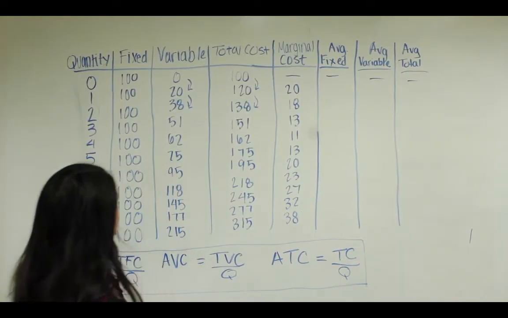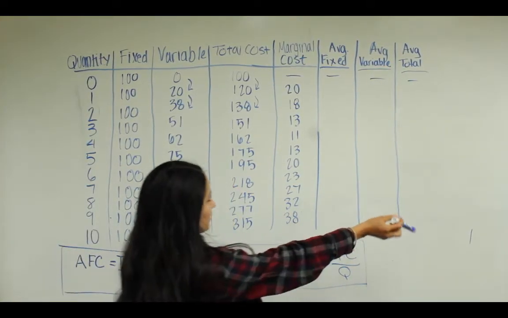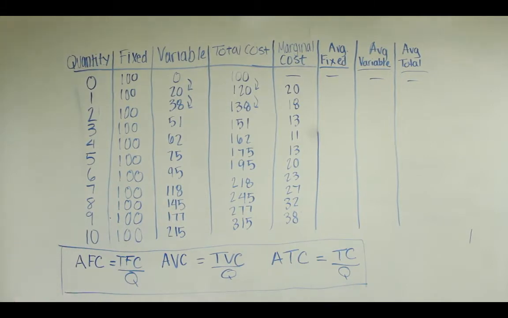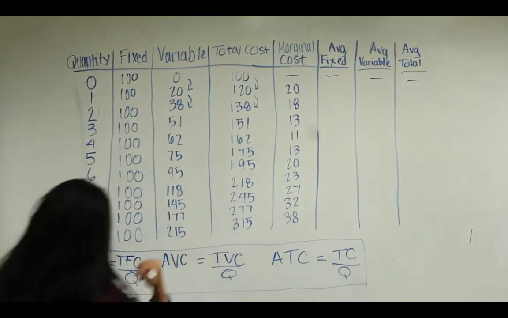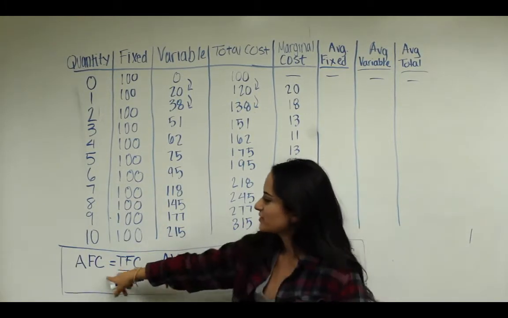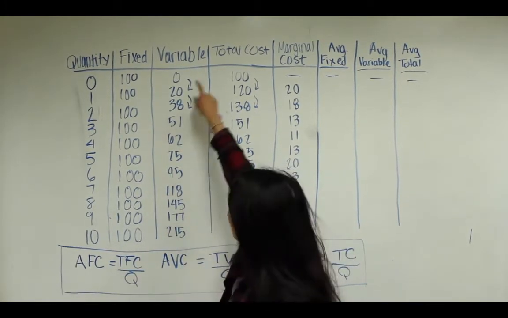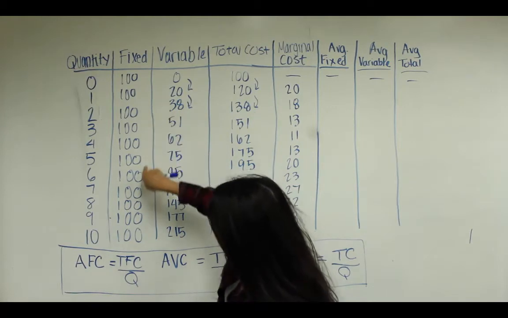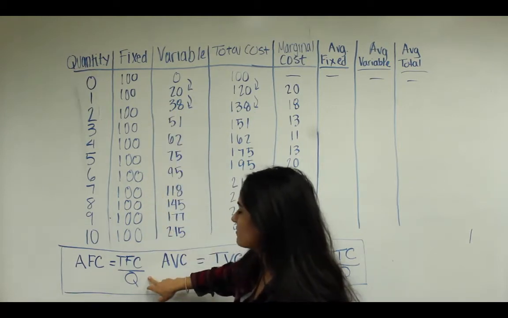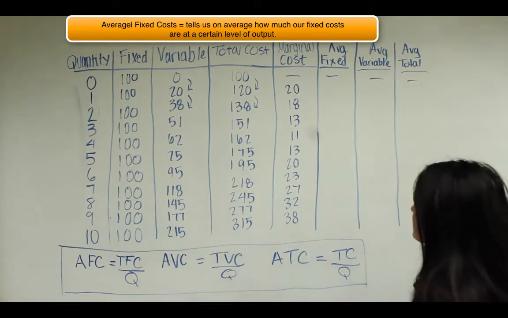Now we're going to do average fixed cost, average variable cost, and average total cost. First we'll do average fixed cost. You take total fixed cost, which would be this column, and divide each of them by quantity. So we'll do the first one.